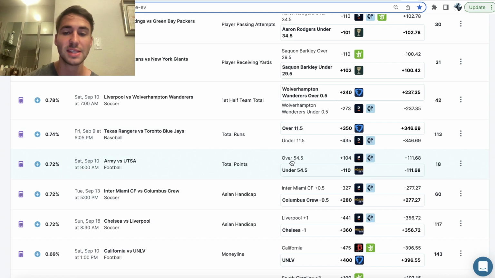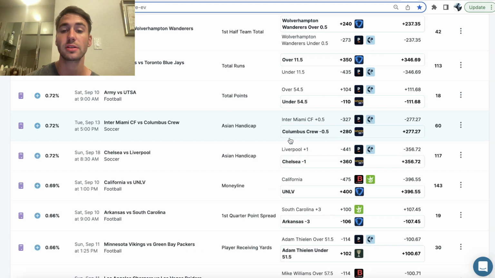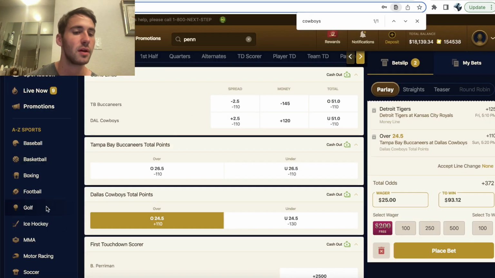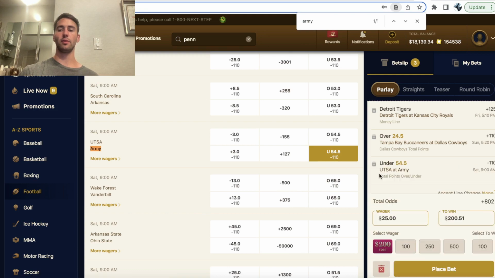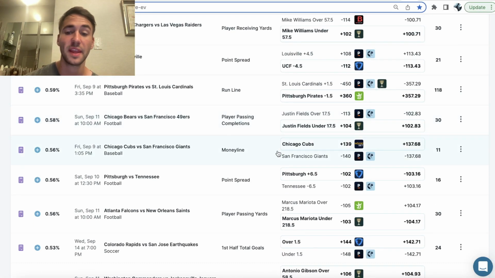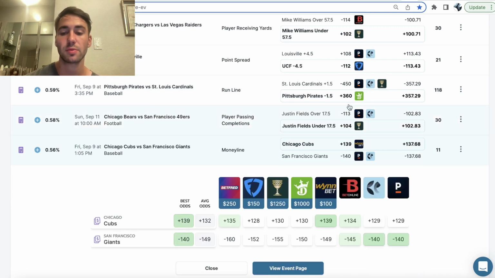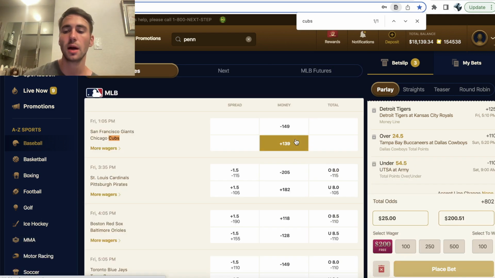Whoa, Army UTSA, minus 110. Sounds pretty good. Yeah, that looks a little good, although market width may be a bit higher, so maybe you skip that one. Army UTSA under 54.5. So we'll go here, and then we want Army UTSA under 54.5. Now our parlay is plus 802. Maybe we get one last leg if we want it. How about the Cubs plus 139? Sure, why not? So we go to baseball again, and we're going to have a crazy long shot parlay.